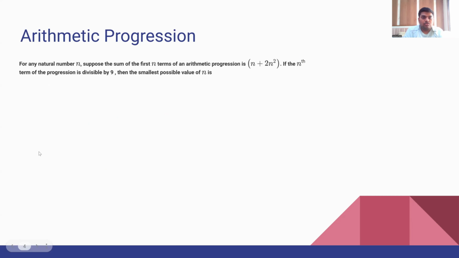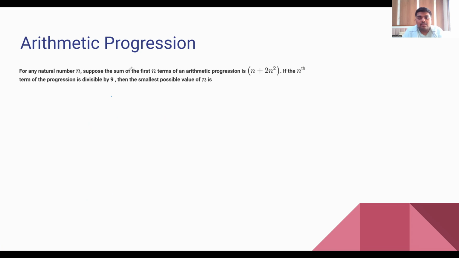Yes. So this is an actual CAT question only. For any natural number n, suppose the sum of first n terms of an AP is n plus 2n square. And then if the nth term is divisible by 9, then the smallest possible value of n is. Okay. Now, the first thing that we can do is Sn is equal to n by 2 into (2a plus (n minus 1) into d).